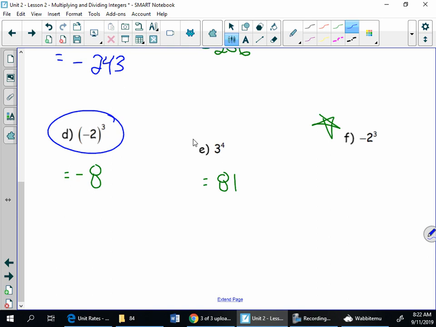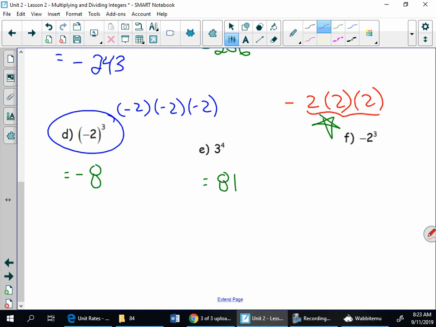And for this one, I'm going to talk about the long way of writing out for just a second. In D, we had to do this. Negative 2, 3 times, because the exponent was on the bracket, keyword there, around negative 2. I wanted to use that base 3 times. But F is different. The 3 is only on the 2, and there's no bracket that tells me to include the negative sign. So F means negative 2 times 2 times 2. Here's my base 3 times, and it just happens to be a negative sign in front of it.